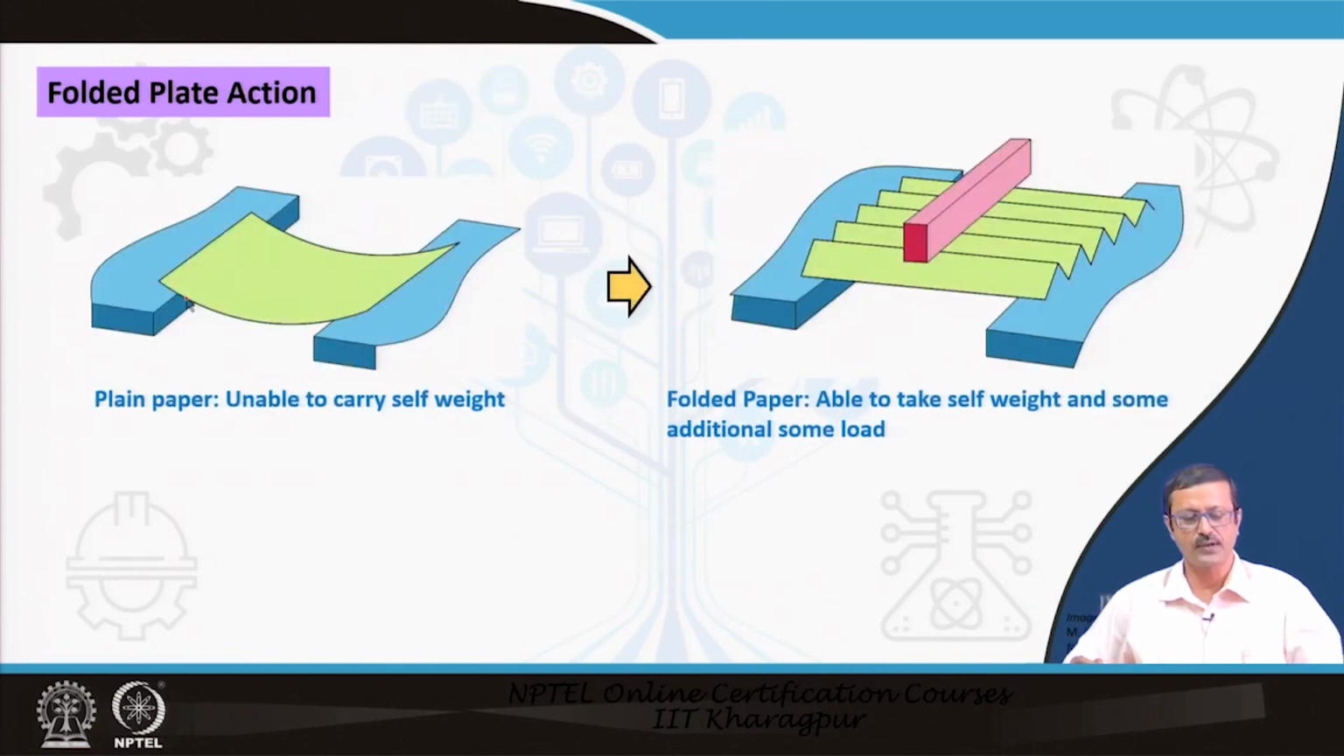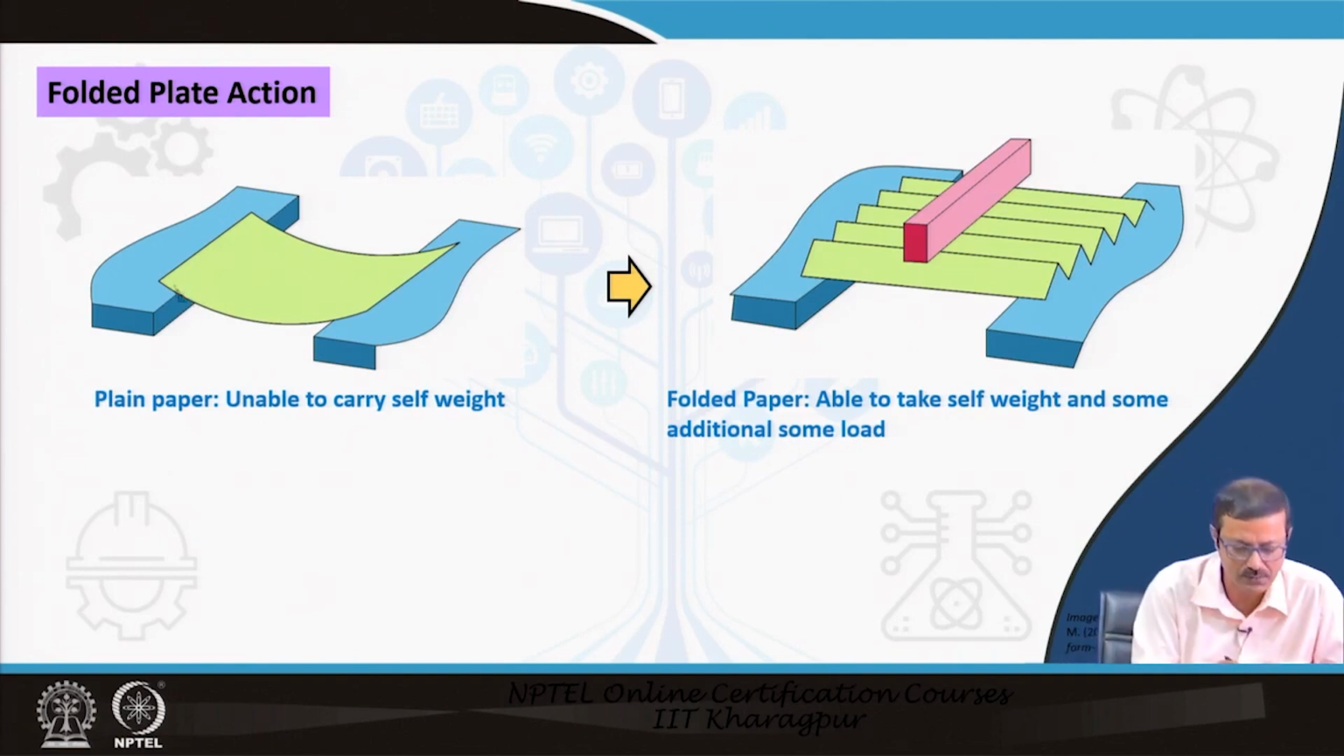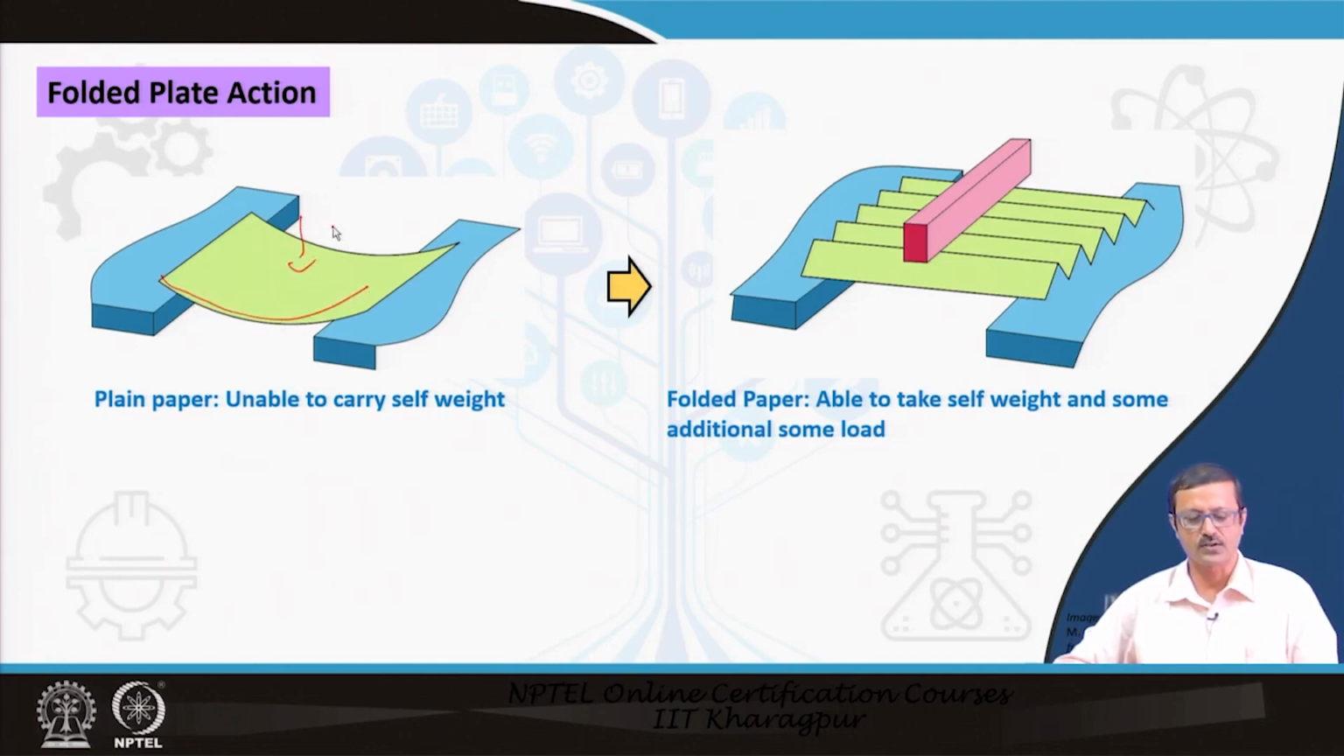So, if you see the folded plate action, suppose there is a paper and there are two supports, the paper is going to bend because of its own weight, self weight. But if you make the paper into a fold, it is also able to take its own weight and some additional weight also. We can see this, or we can do some kind of small experiment at home.